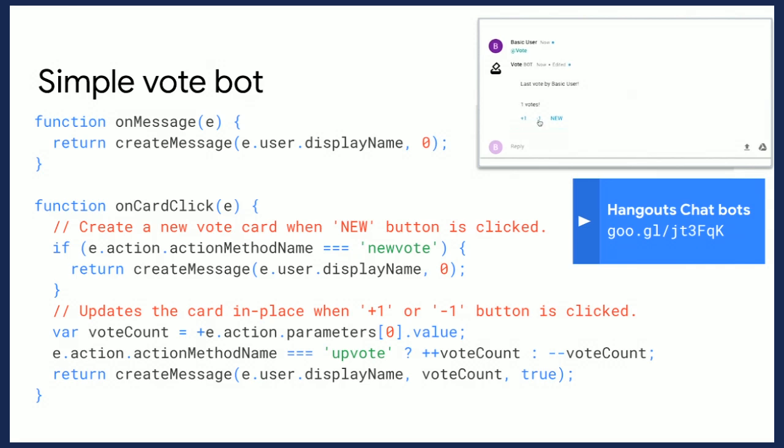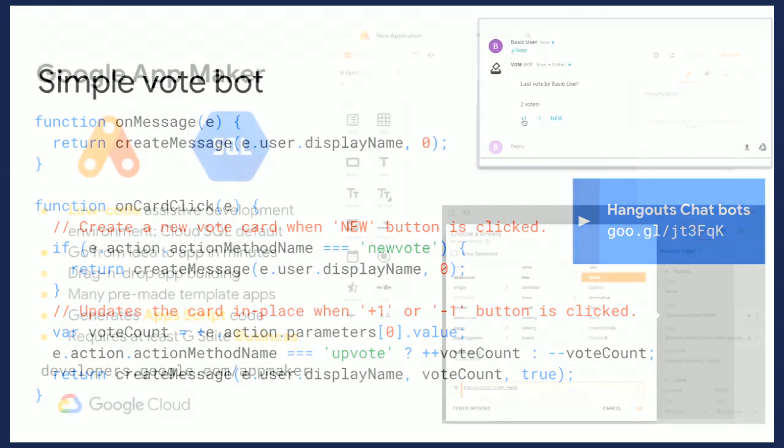Okay, so this is just an example of a vote bot, like who wants to come to lunch with me today? So people click yes, or they change their mind, or they click on a new vote if they want to vote on something else. So it's pretty basic. This is starting a new vote, and this is incrementing and decrementing if they do +1 or -1. So it's pretty easy to write a bot.